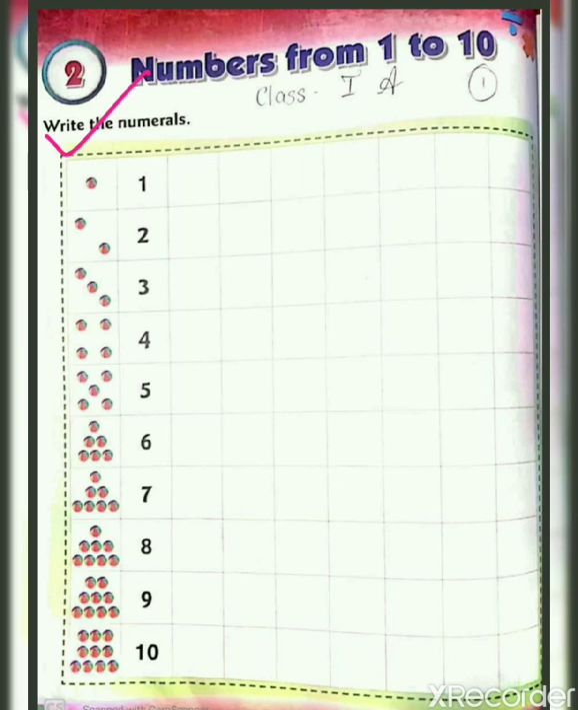As you can see, some objects are given and you have to count those objects and write the numbers accordingly. So you have to count the balls and write the numbers in the blocks. As you can see, there are 7 columns and in these columns you have to count the balls and write the same number repeatedly. Like here is only one ball and it is written 1 also. So you will write 1 in all the blocks. Similarly, you have to count the balls and write the numbers up to 10.